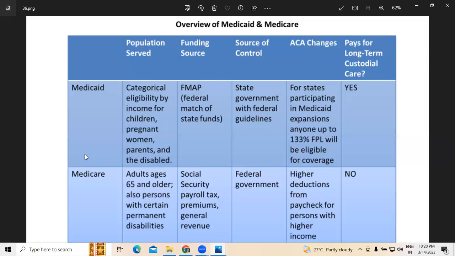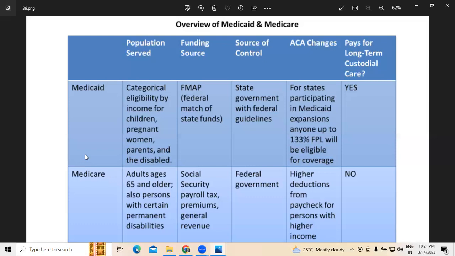Now, when we are talking about long-term custodial care, Medicare doesn't allow it in the long-term plan. Whereas Medicaid has the feasibility and possibility, point number one. Second, Medicaid has specific categories of eligibility based upon income, as well as children, pregnant women, and so on. The remaining people come under the territory called population served. Funding sources will be from FMAP, the federal match of state funds, as I told you earlier.